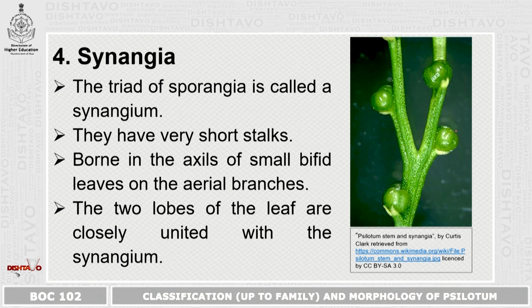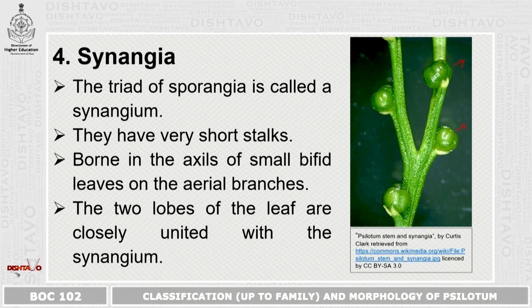Next part is synangia. Here you can see these round oval-like structures. These are called synangia. The singular is synangium and plural is synangia. They are the reproductive structures of xylotome. The triad of sporangia is called a synangium. They have a very short stalk.